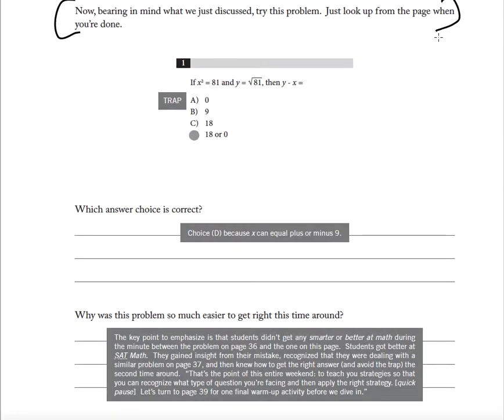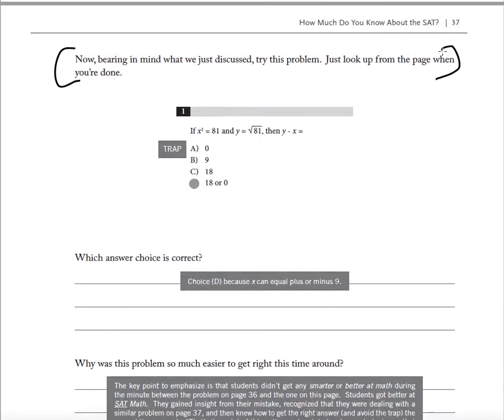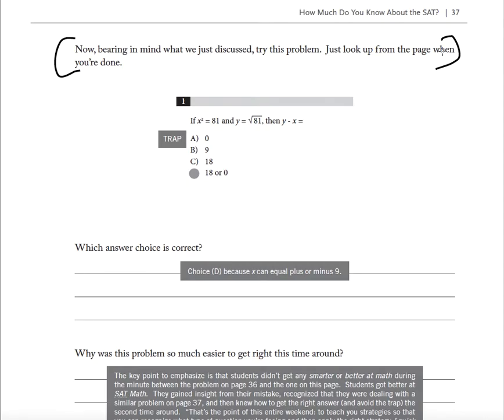Did you guys suddenly get better at math between pages 36 and 37? Did all of a sudden you get much smarter? Did your IQs go up? No, that's obviously not what happened. What happened is you didn't get better at math. You got better at SAT math, okay? And that's our goal for this weekend.